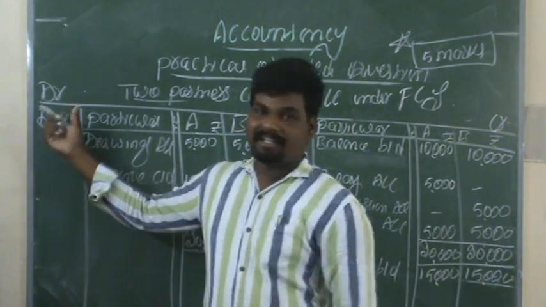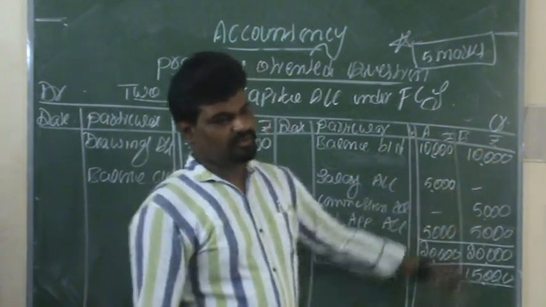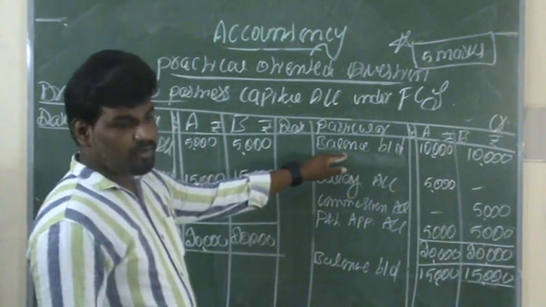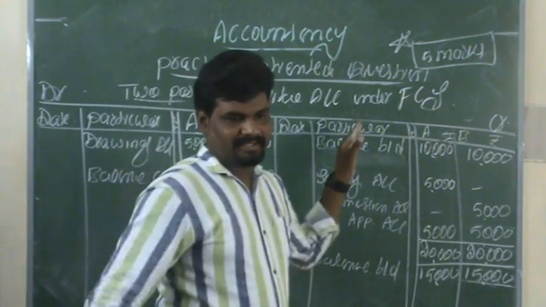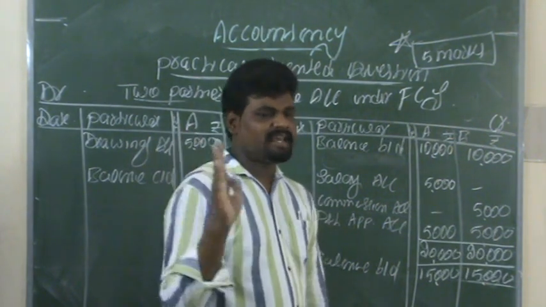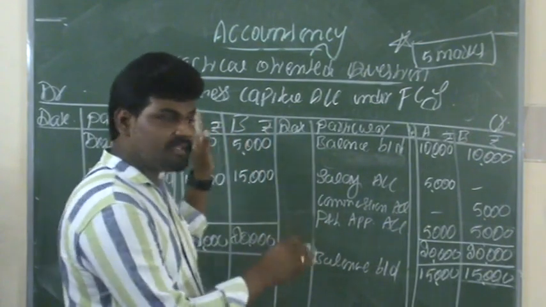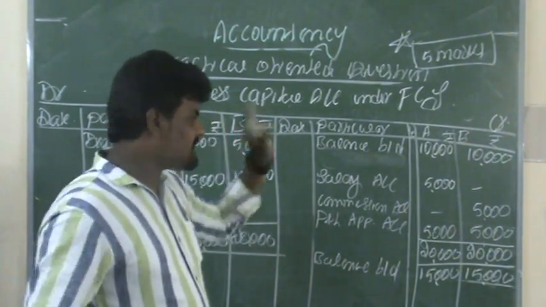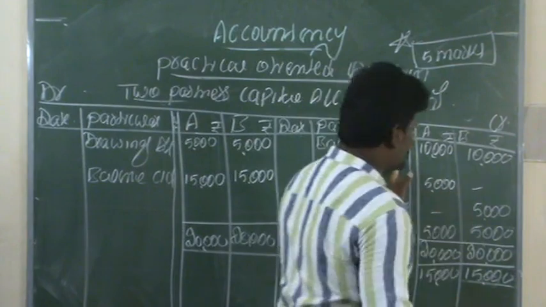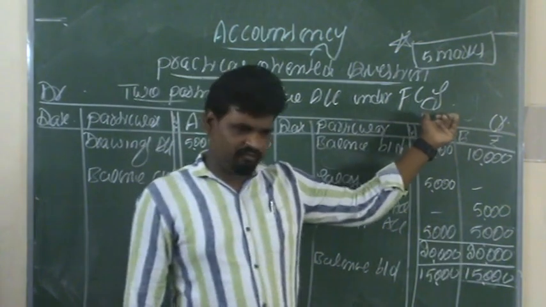So here on the debit side we can record all the expenses, and in the credit side we can record incomes only. In the partners' capital account, we are just recording their opening balances. In the partners' current account, we are recording current account balances, but here we record their capital balances. Whatever the capital invested by each partner in the business, that capital only we record in this account. The first one, balance, is the first transaction in the partners' capital account.